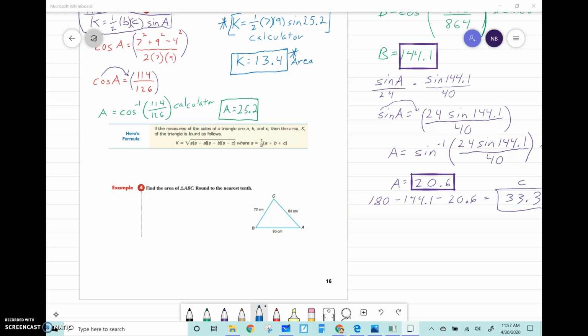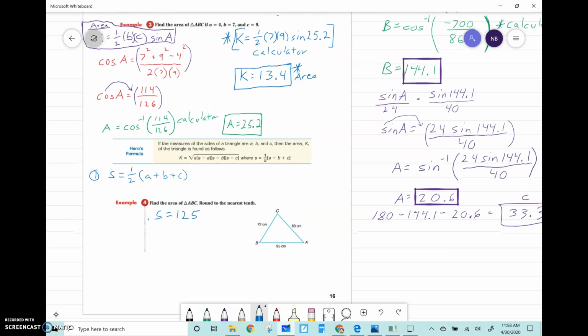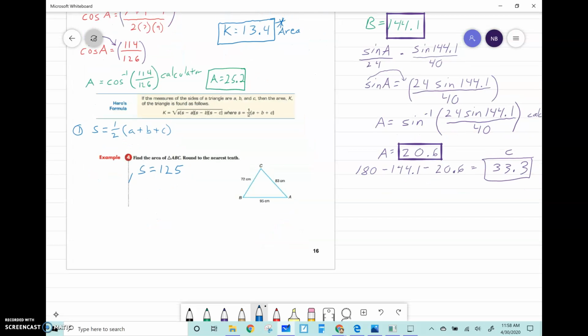So first off, we're going to find S. That's step 1. And S equals 1/2 times A plus B plus C. So we're going to take all of these sides right here. And if I plug that in and use Hero's formula for S, I get that S equals 125. Now the easy part about this is you're going to use your calculator again. We're going to put a note here to use calculator.